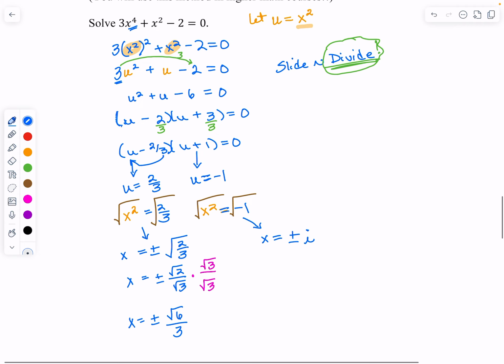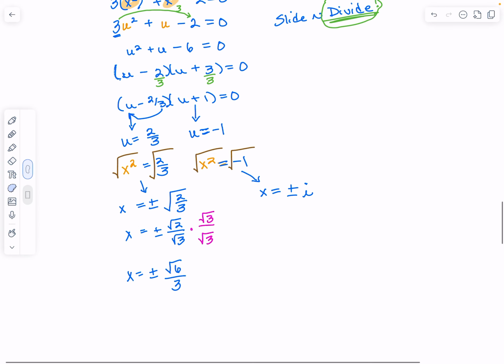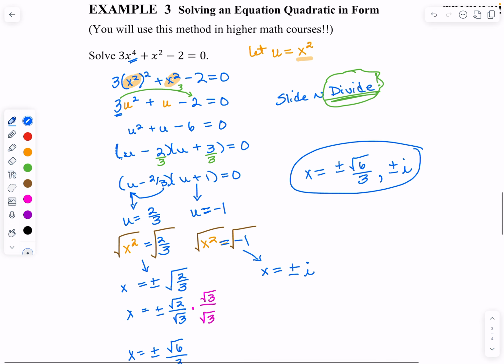Normally we go back up and plug it back into the equation, but I do not have to do that because it's not a fraction. So those are the actual solutions. My solutions are plus or minus square root of 6 over 3, and you could write that out as square root of 6 over 3, negative square root of 6 over 3, plus or minus i. So notice I have 4 solutions, and I started off with x to the 4th. So that's normal. All right, so we've now finished this section.